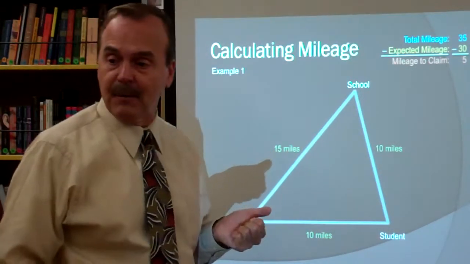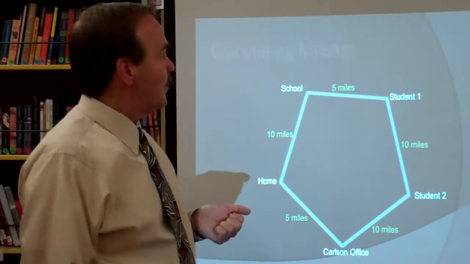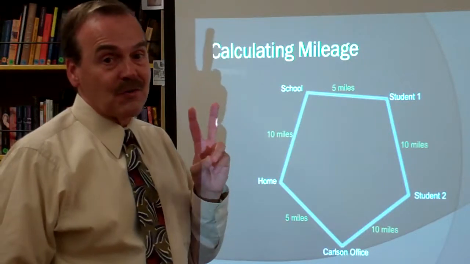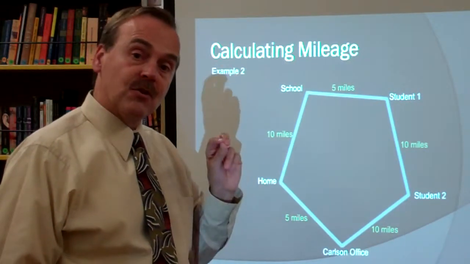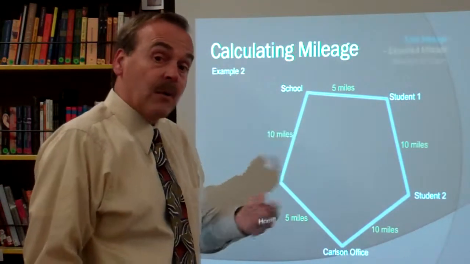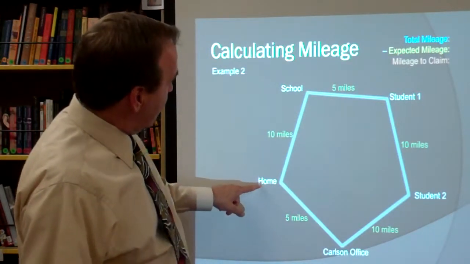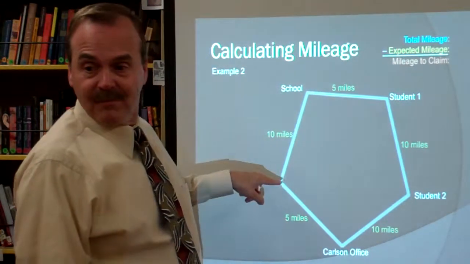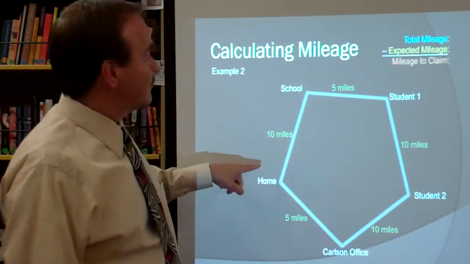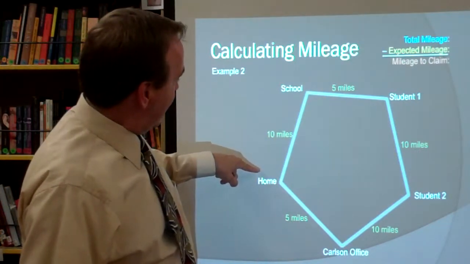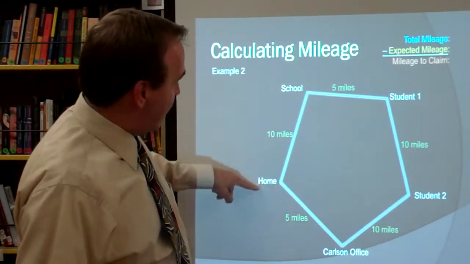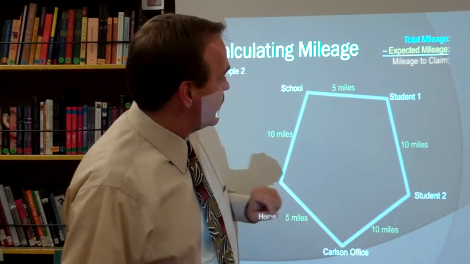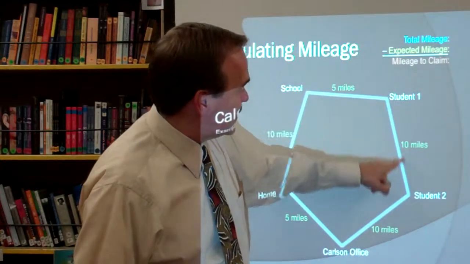Let's go to the next example. In this next example, we have 2 students that you're working with in a given day. Remember, you can't serve more than 2 hours in a given day, but you can serve 2 students 1 hour each. So from home to school is 10 miles, so you're expected to travel 20 miles that day. But from school to student 1, you go 5 miles. From student 1 to student 2, it's 10 miles.